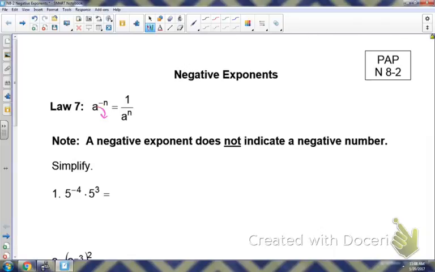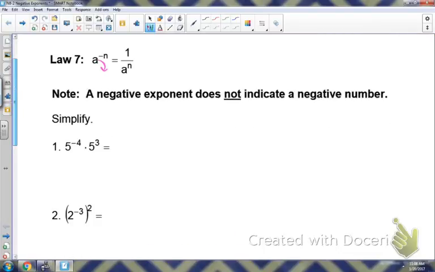Okay? It does say, note, a negative exponent does not indicate that you have a negative number. So for example, if you have 2 to the negative 2, that does not mean that it's going to be a negative 4 for your answer. Okay? Alright, so we always want positive exponents in our answer.